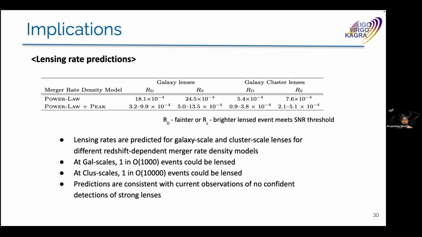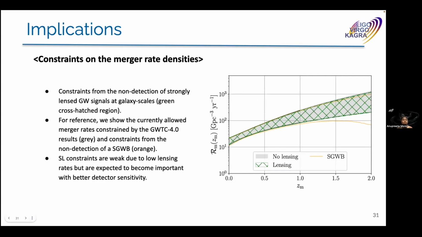So taking all of these different models and the lensing probability calculations, we compute these lensing rates, and what we find is that at galaxy scales, 1 in order of 1,000 events could be lensed, and at the cluster scales, 1 in order 10,000 events could be lensed. These predictions are consistent with the current results of no confident detections of strong lenses so far. So in the next slide, we talk about the constraints on the merger rate density models.